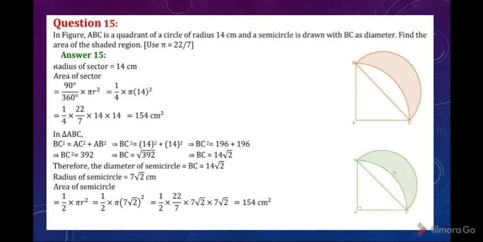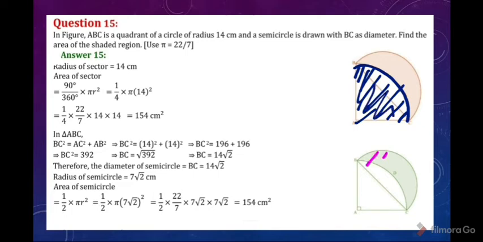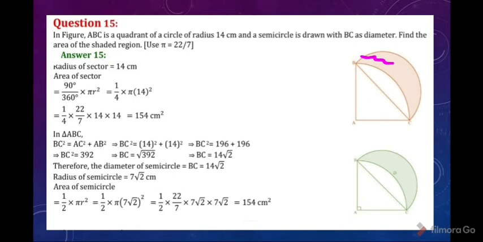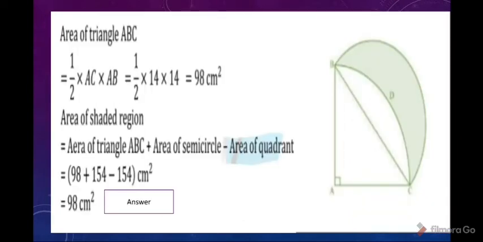So you got two areas in this slide. First one is the area of this minor sector, only this minor sector. Okay, this one from here to here, this minor sector. And secondly, you find the area of this semicircle, right? But you need the area of this portion, right? So let's check the next slide.